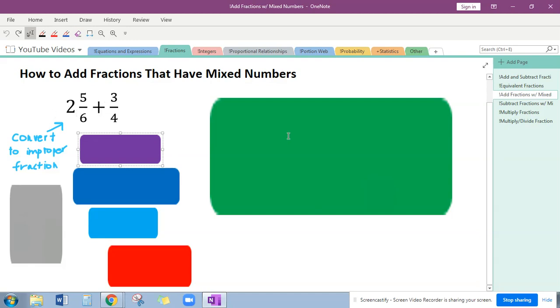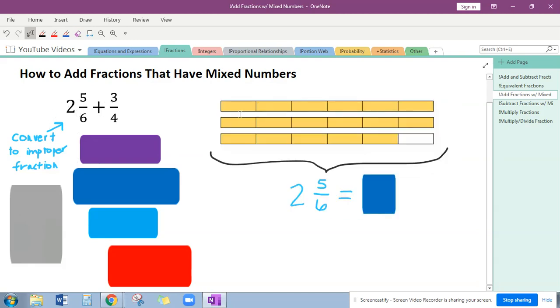So just kind of a picture to show you how you convert it. So this picture is 2 and 5/6. So I can see here that I have, here's one whole, here's 2 wholes, and then here's 5 out of 6 colored in. And so if I were to count these up, I can see that there's 6 here, 6 here, so that's 12, 13, 14, 15, 16, 17, 17 that are colored in.